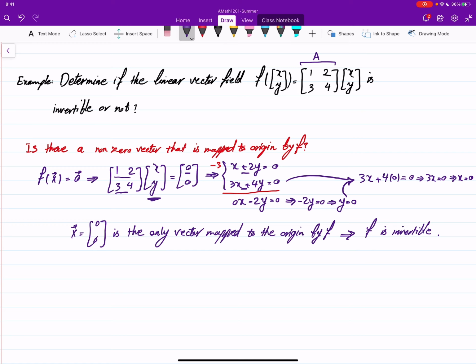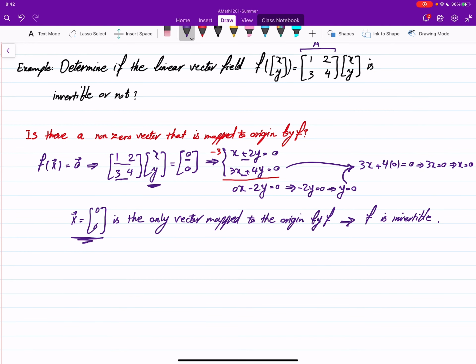So everything boils down to solving this equation, Ax equal to 0. And you solve it and see if you're always going to get (0, 0) as a solution there, because the origin is going to be mapped to the origin all the time. But is there anything else that is mapped to the origin? That's the answer. Here in this case, there is nothing else, so that means that f is invertible.